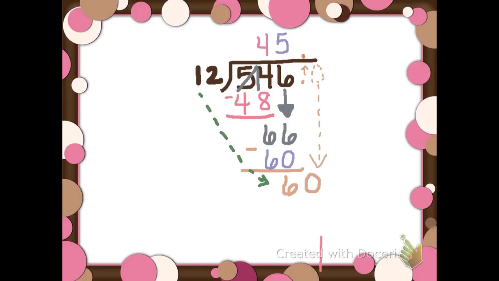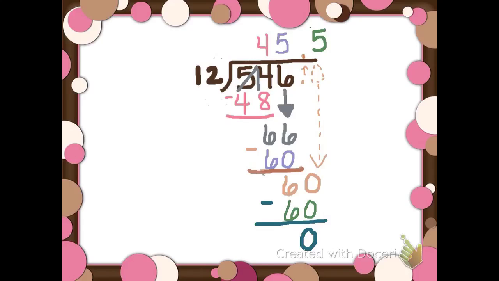You'll count by 12s, and you'll notice that 12 can go 5 times again. 5 times 12 is 60, and you'll subtract, and this time you lucked out. You have 0 after you subtract. And since we've already passed the decimal point, that will be your clue of when you can stop. So your final answer is 45 and 5 tenths.